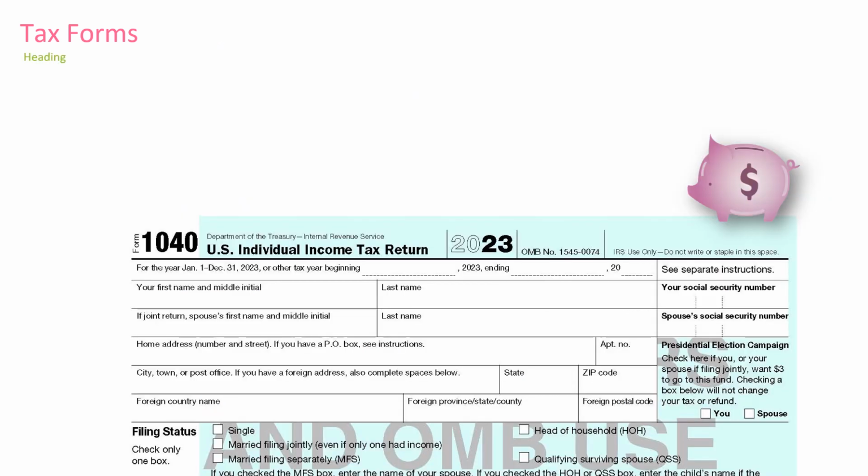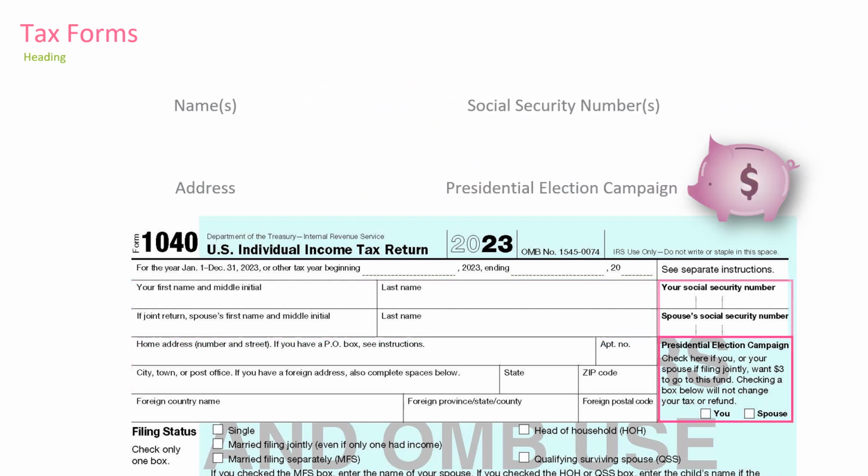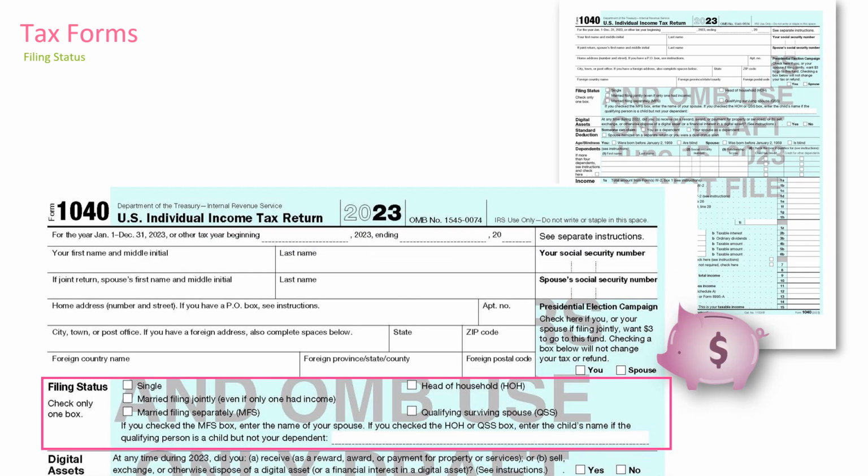The top of the 1040 is for personal information, such as the taxpayer's name and spouse's name if married, their address, social security numbers, and where they can choose if they want $3 to go to the presidential campaign fund. The top of the 1040 is also where filing status is selected.